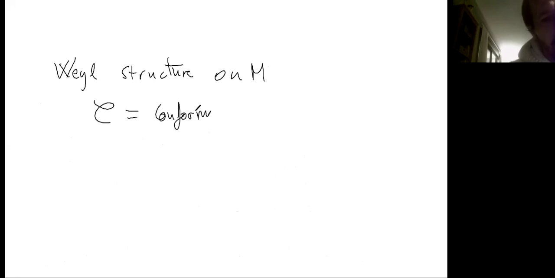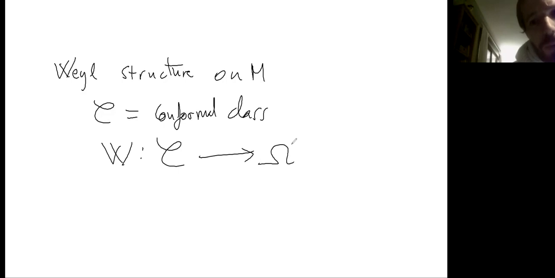So what happens? So what is a Weyl structure on a manifold? Well, you need to fix a conformal class. And then a Weyl structure is a map from elements in this conformal class into one forms.